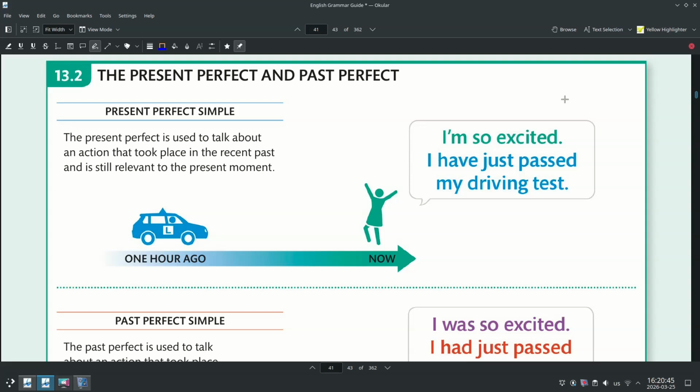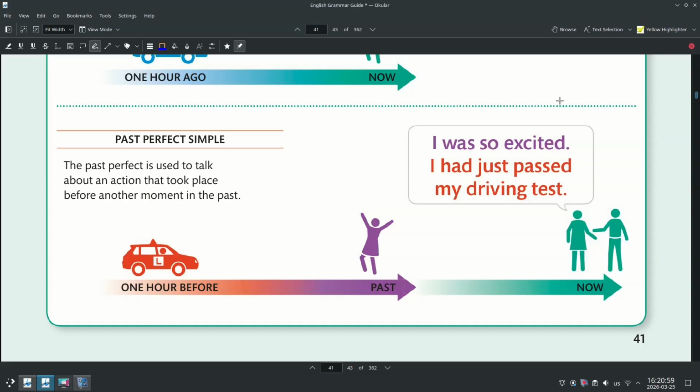For instance, I am so excited. I have just passed my driving test. I feel excited right now at this very moment. But look at the past perfect simple. It is used to talk about an action that took place before another moment in the past. In the past, perhaps yesterday, I was so excited. I had just passed my driving test. Right now, perhaps I am not so excited, but I was yesterday.